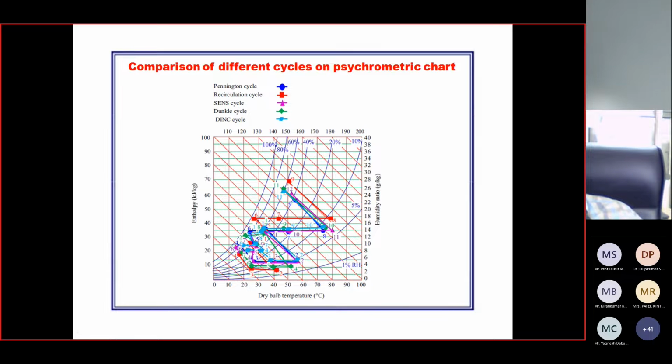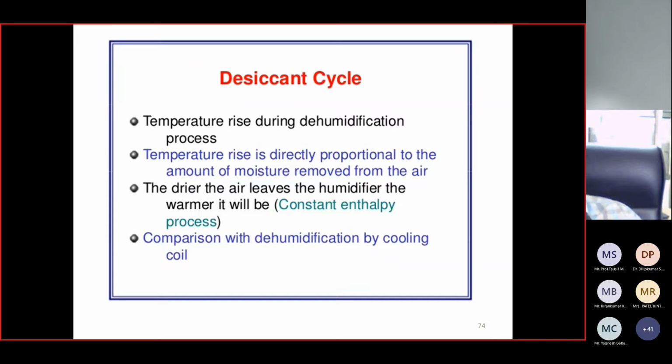So if we compare different cycles on a common scale with the same kind of conditions, you find some cycles will be better in some conditions, while another cycle will perform better under other similar conditions.